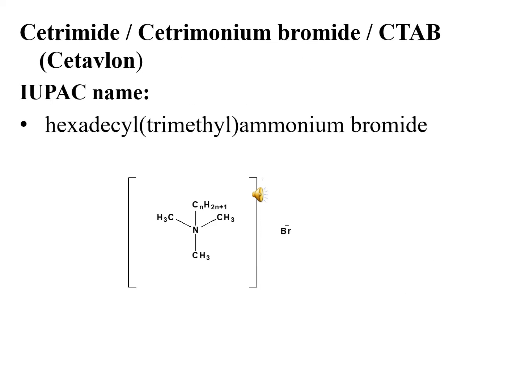The next quaternary ammonium compound is Cetrimide, also known as Cetrimonium bromide, CTAB, and the brand name is Cetavlon. As we see in the structure, again nitrogen has 4 bonds. If nitrogen is quaternary, then the word ammonium is used and the plus charge is shown outside the brackets. Hexadecyl: hexa is for 6, decyl is for 10, total 16. It means CnH2n+1, where n is 16 here, that's why the name is hexadecyl. There are 3 methyl groups, that's why trimethyl, nitrogen bonded with 3 methyl groups, and ammonium bromide. This is the name of Cetrimide.